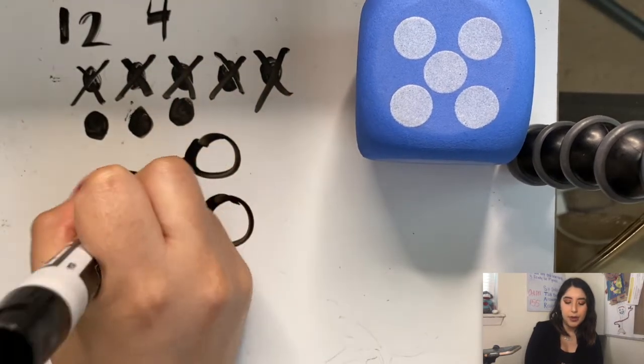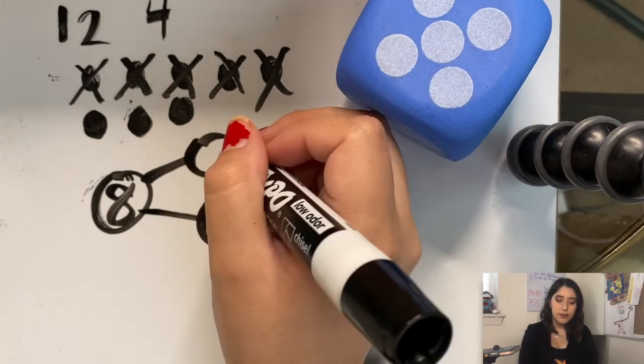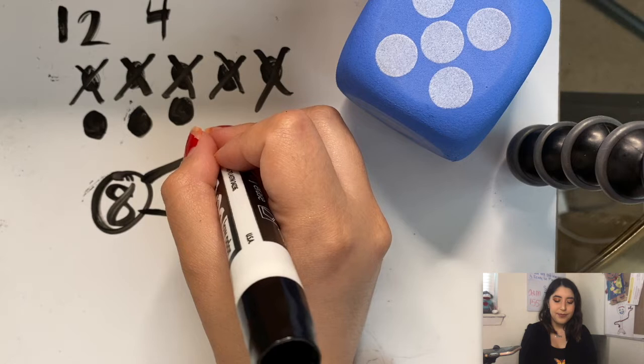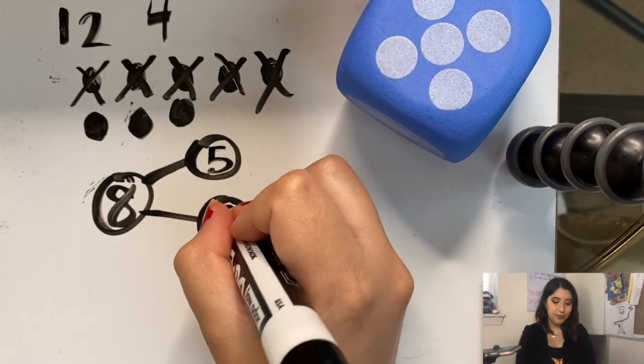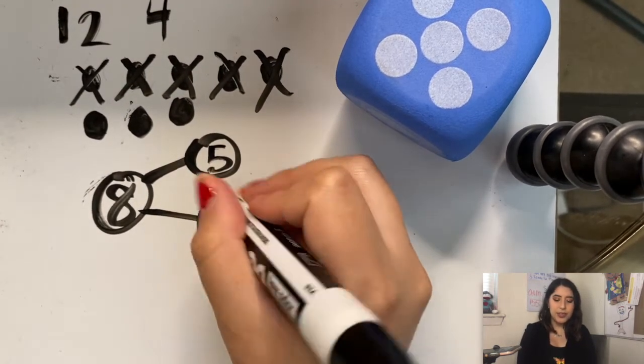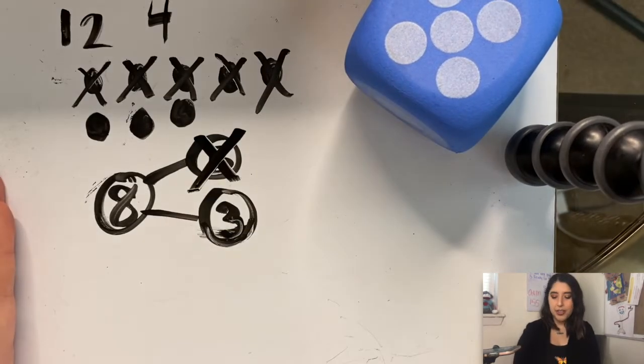We always put the whole number in the hole. And what are our parts of this story? How many did we take away? How many are still there? Which one do I need to cross out? 5. Very good. I'm going to cross out 5.